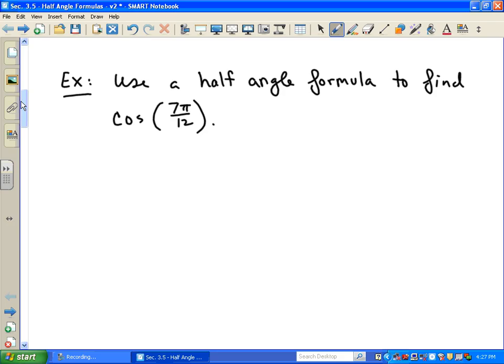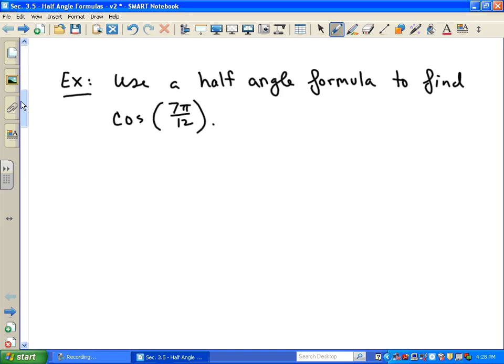Use a half angle formula to find cosine of 7 pi over 12. On the test, if I want you to use a specific formula, in other words, a double angle or a half angle, I will say so. If I don't say so, then you may need to figure out which formula to use, a double or a half. In this case, it would be fairly easy to find out that I need a half angle formula. Notice that your denominator is 12. Normally, we know how to find things that have denominator 6. Those are 30-degree reference angles. Well, this is half of that.